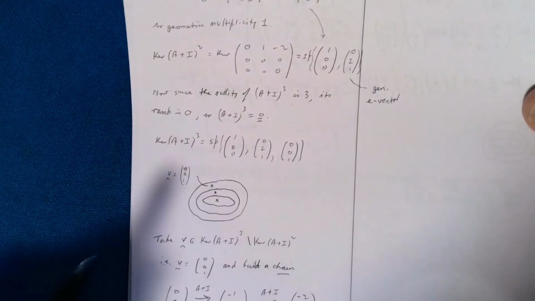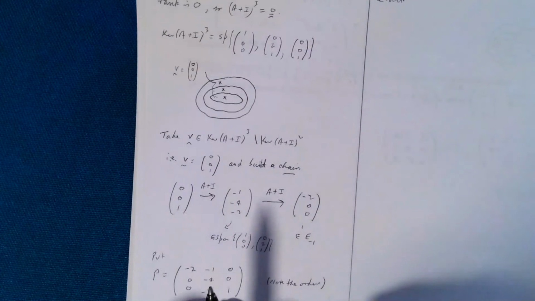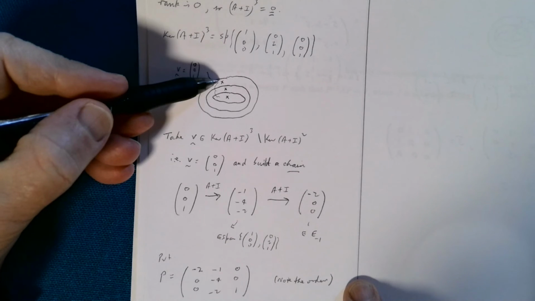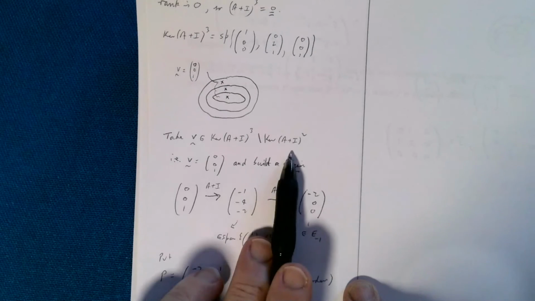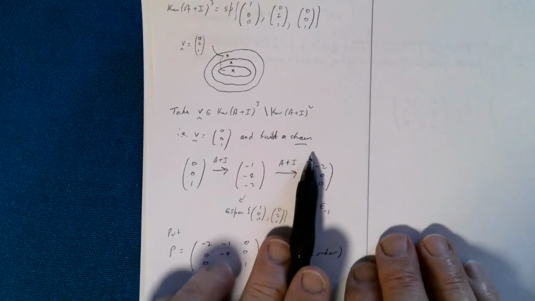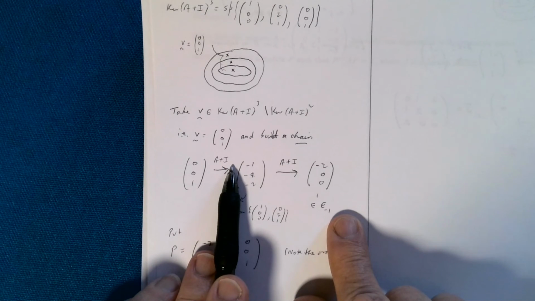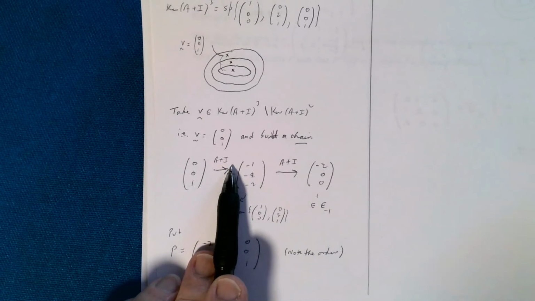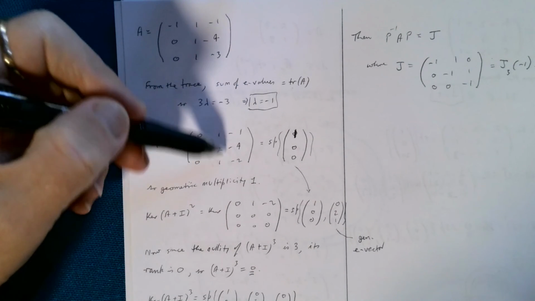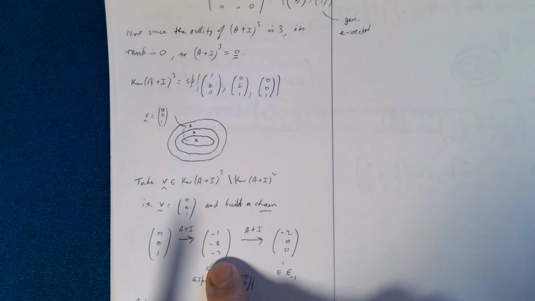Okay, now we've got to build our chain back into the center. So we now take our V in the outermost kernel. That's in the top kernel, but not in the one before. So my V is 0, 0, 1, and we build a chain. And the way I write it is like this. There's our V. We multiply by A plus I. Now that's easy, because if we go back to here, multiplying this by 0, 0, 1 just pulls off the last column of this one. So that's going to give me this vector here.